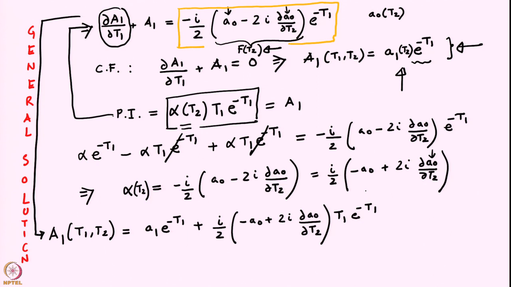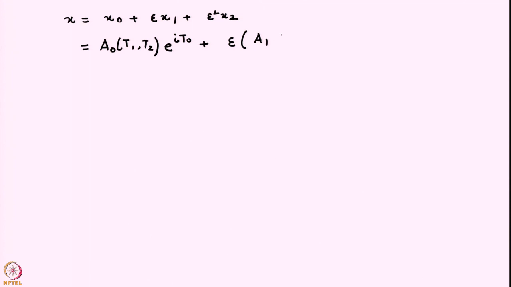Now, what do we do next? So, let us summarize what we have obtained so far. Okay. So far, we have found that x is equal to x0 plus epsilon x1 plus epsilon square x2. We have not yet solved for x2, but we have solved for x0 and x1. X0 turned out to be a0 of T1, T2, e to the power I t0. I am not writing the complex conjugate, I will write it at the end. Epsilon times x1 was a1, which is also a function of T1, T2, e to the power I T0, plus we have not solved for x2 yet, so let us put a dot dot.